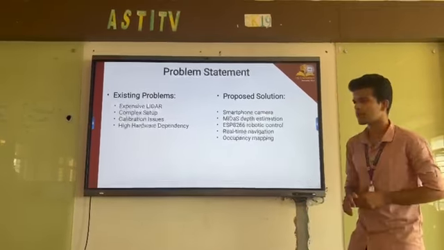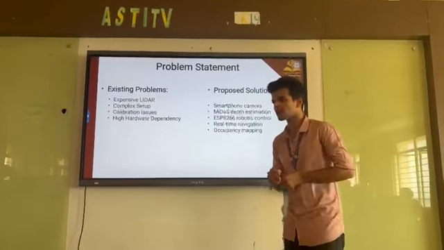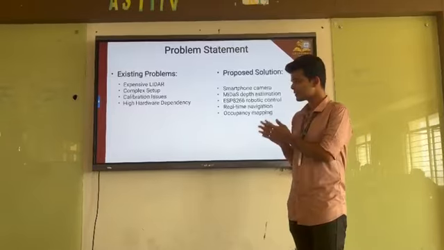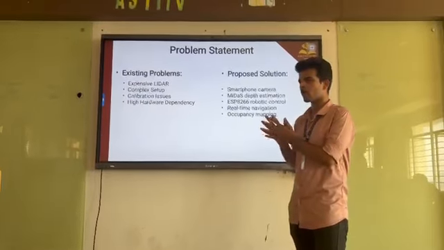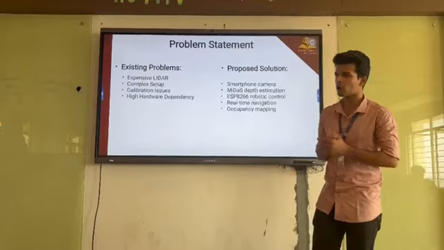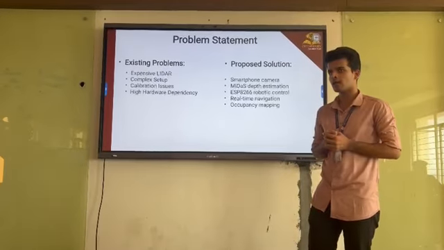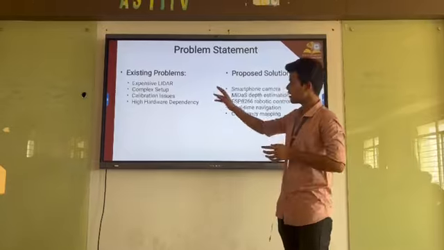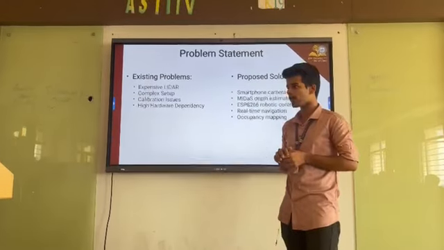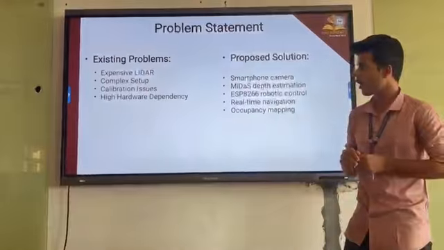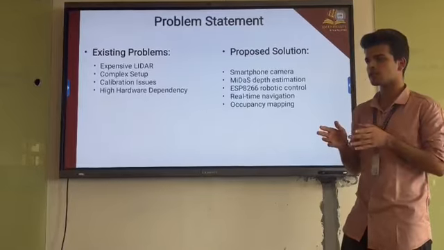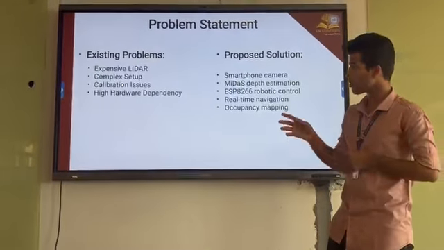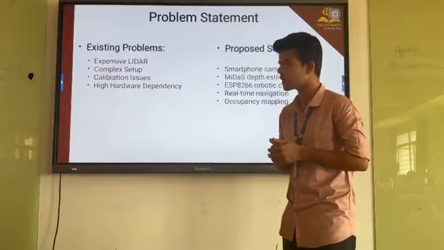Coming to the problem statement, in phase 1 we had explained the problem statement and how we are going to do it. In this phase 2, we will just give a brief overview of it. The existing problem for our solution is expensive LiDAR, costing nearly 5 lakhs to 10 lakhs. Even if we get that, we need a complex setup. Also, there are calibration issues with software and hardware, and we are very heavily dependent on hardware.